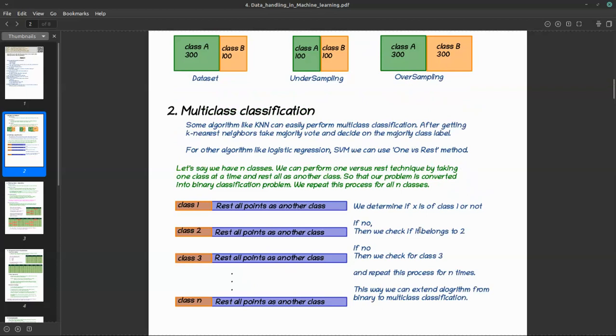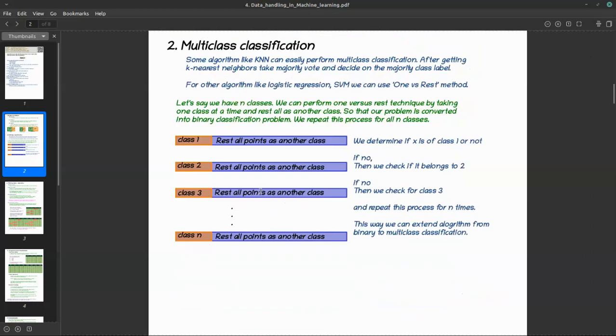Very simple hack: if logistic regression or SVM can't perform multi-class classification, then you just use binary classification and apply it one by one, taking one class at a time. So this is the multi-class classification, the one versus rest method.